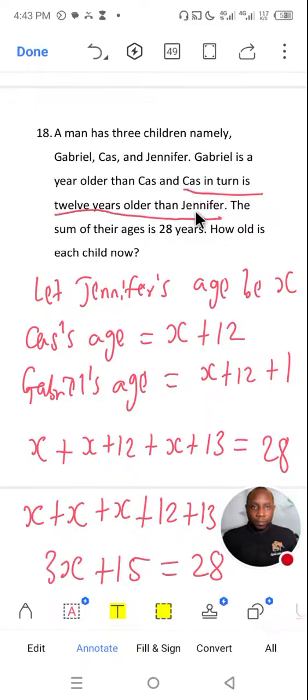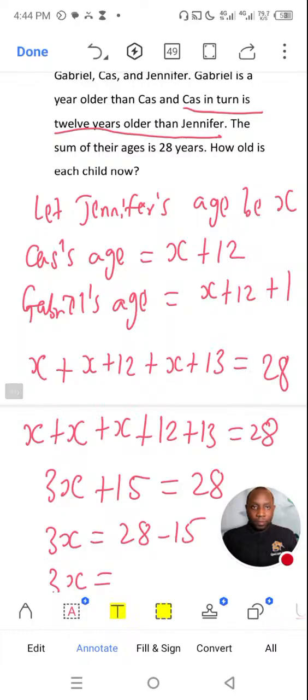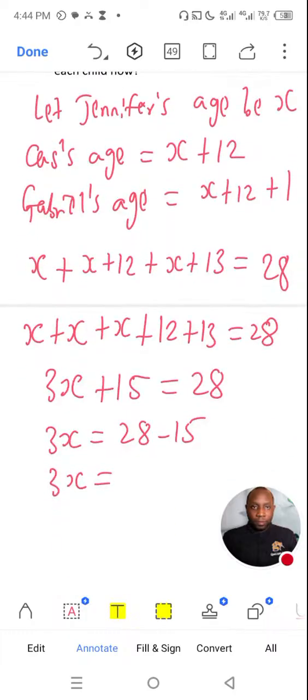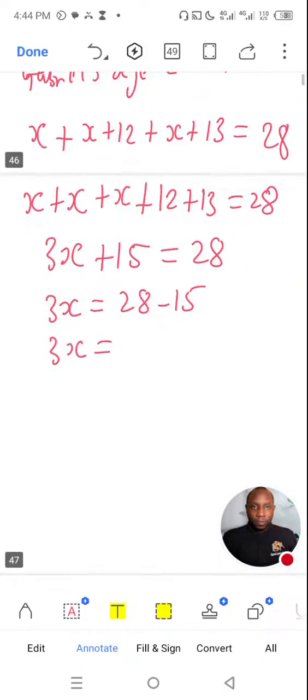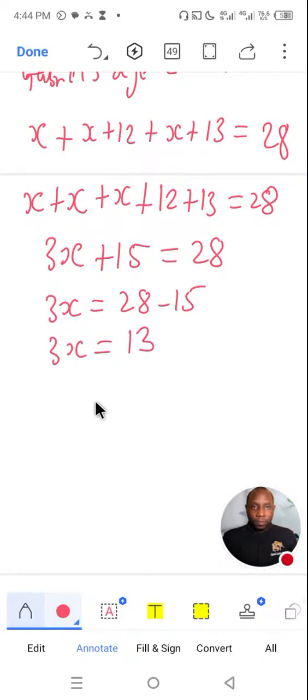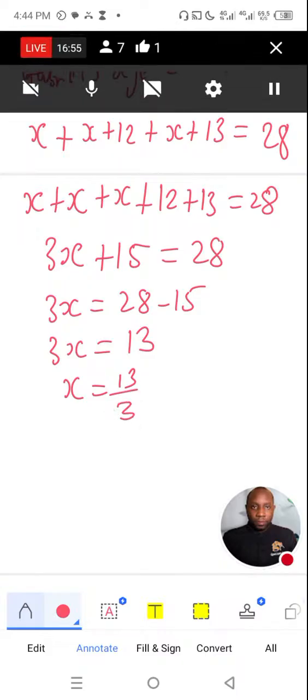Sorry, this one is Gabriel is a year older than Cass. Okay, 12. Yeah, everything's in order. So 15, 5 plus 8, that's 13 by the way. So this is 13. Then you divide both sides by 3, so x is equal to 13 over 3. Give me a second, let me quickly grab something. Hold on, you can just finish working it out.